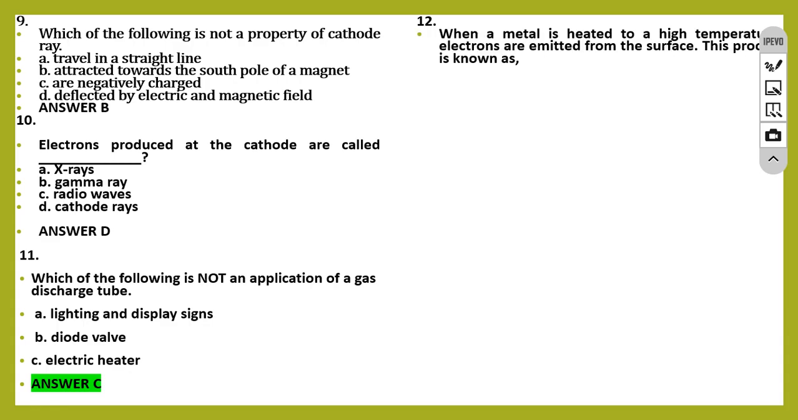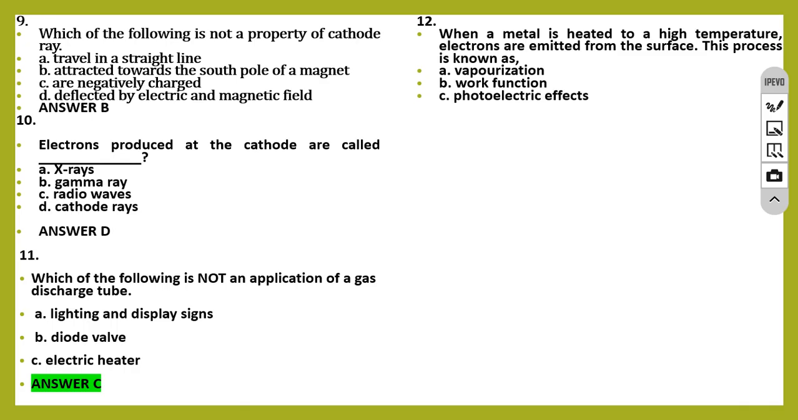Example 12. When a metal is heated to a high temperature, electrons are emitted from the surface. This process is known as A. Vaporization, B. Work function, C. Photoelectric effect, D. Thermionic emission. Answer is D. Thermionic emission.